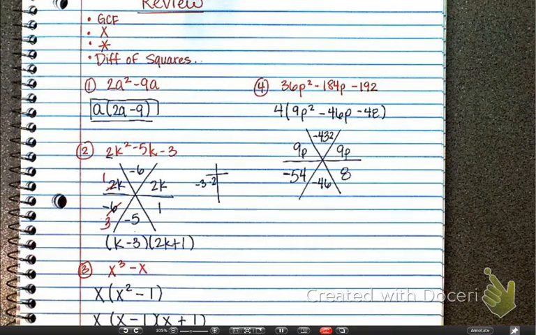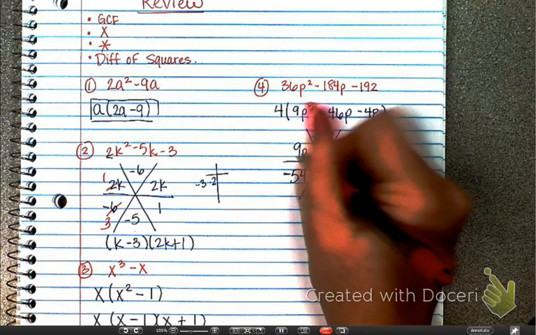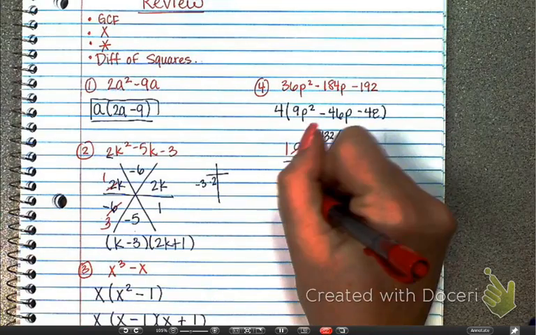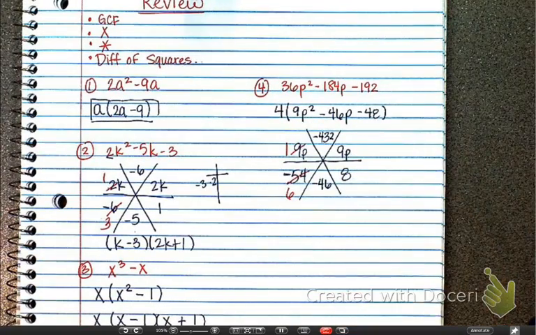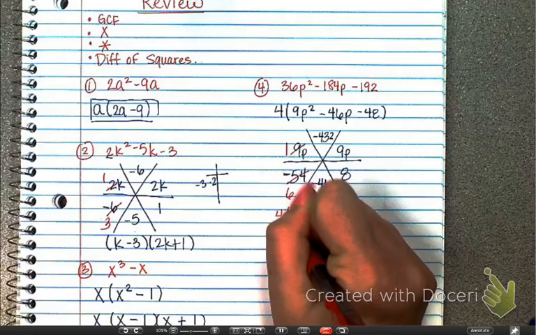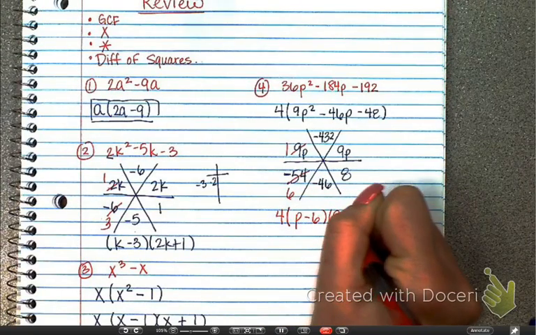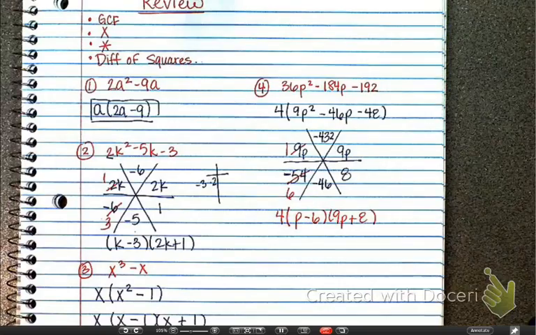So I need this 54 to be negative. I can reduce. 9 goes into itself once and goes into 54 6 times, and then that part doesn't reduce. Don't forget your GCF at the top, and then I have p minus 6 and 9p plus 8.